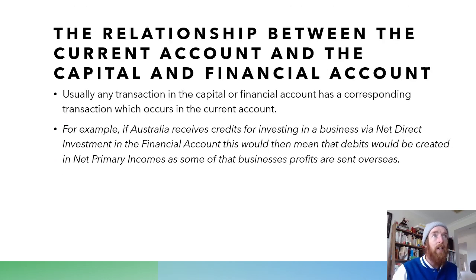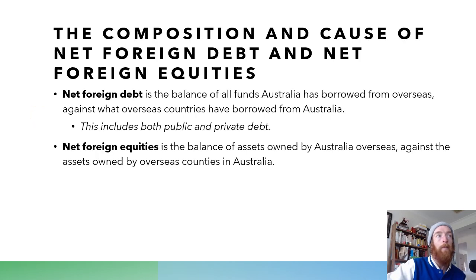On the relationship between the current account and the financial account, usually any transaction in the capital and financial account has a follow-up transaction that occurs in the current account. So if someone invests in a business by a net direct investment, this means that there'll then be a debit in net primary incomes as profits, etc. are leaving the country. So then we've got net foreign debt and net foreign equities.